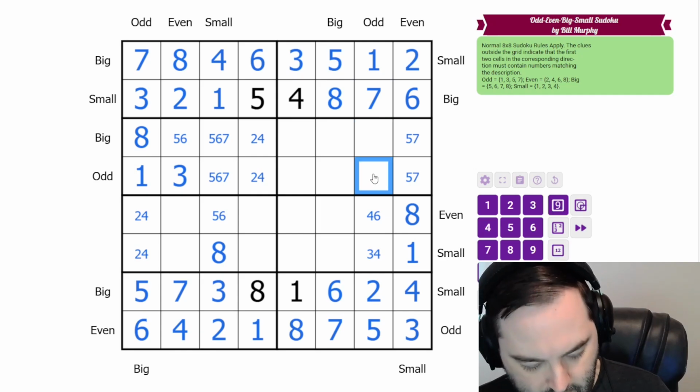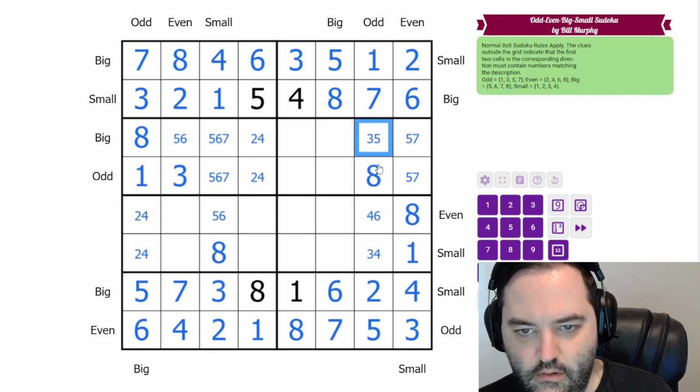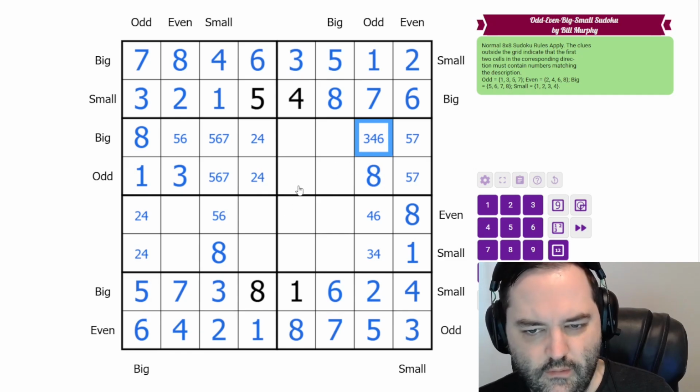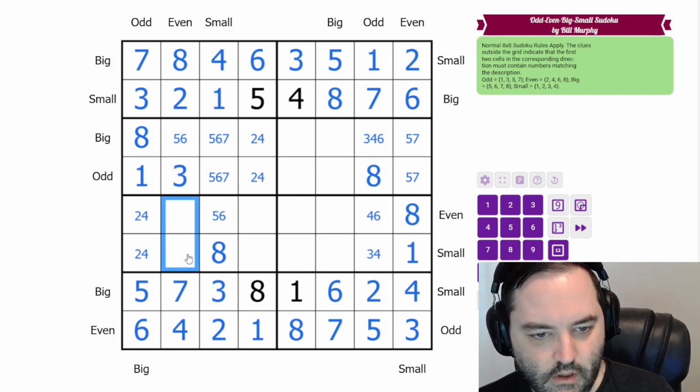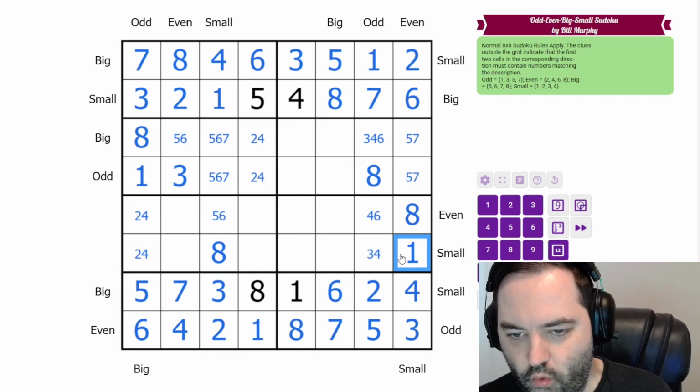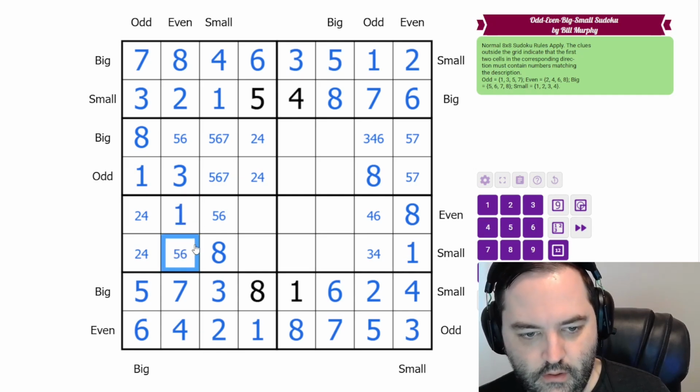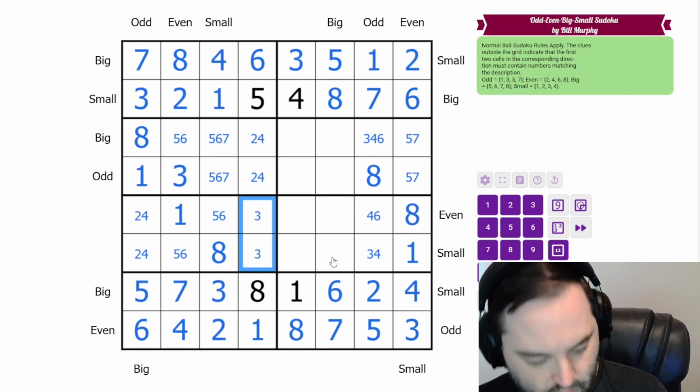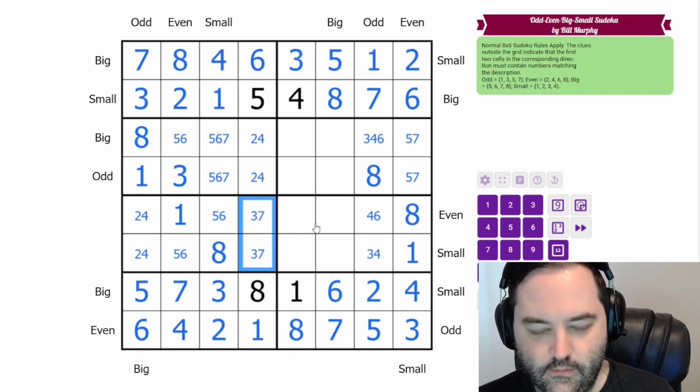We still need an 8 in this column. It's got to go here. This is 3, 4, 6. Alright, over here we still need a 1, and we have a 1 there. So this is 5 or 6. And now our remaining digits in this box are 3 and 7.